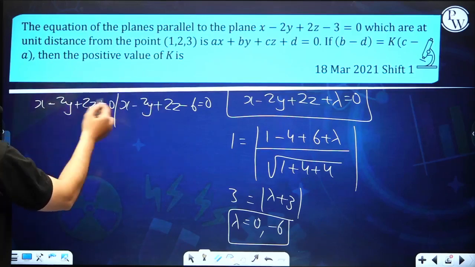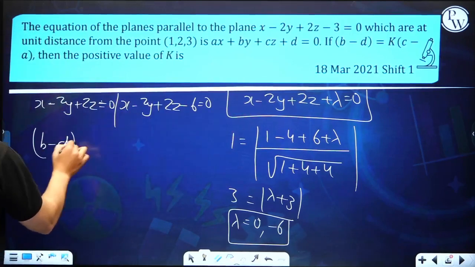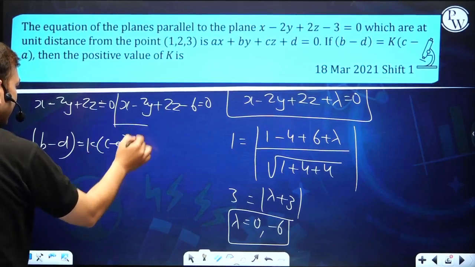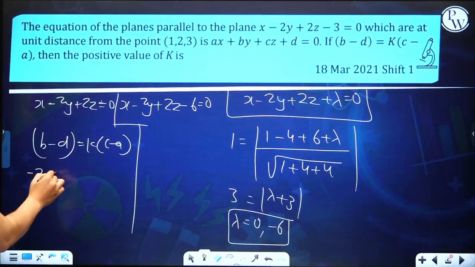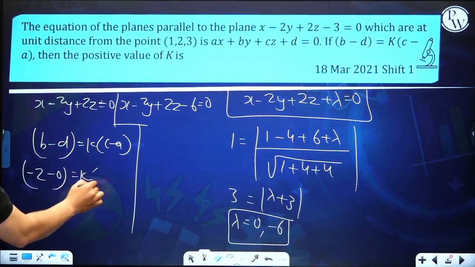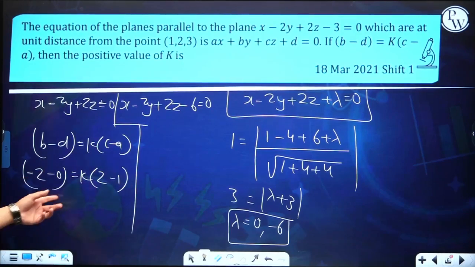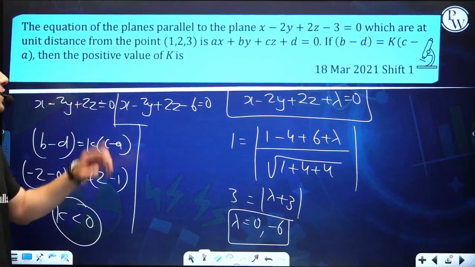So B minus D is equal to K times C minus A. So for this case, B is minus 2 and D is 0 and C is 2 minus 1. So K is coming negative, sir. K is coming negative, but I need a positive value.